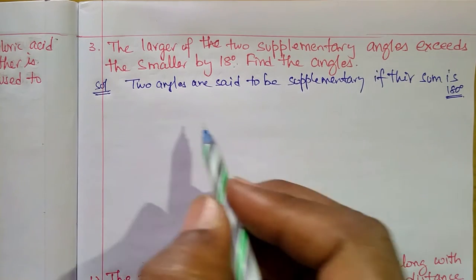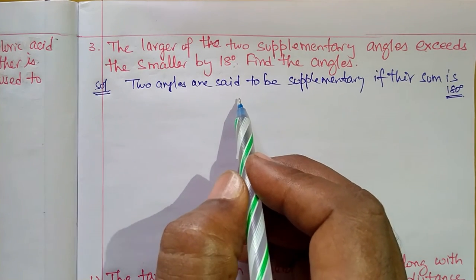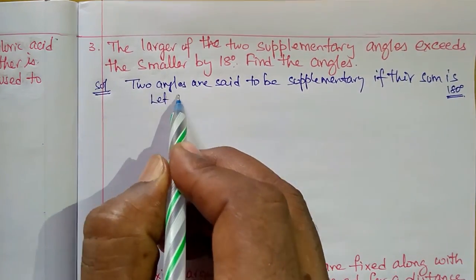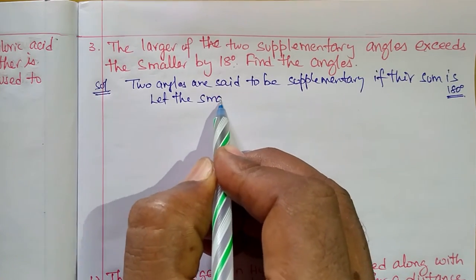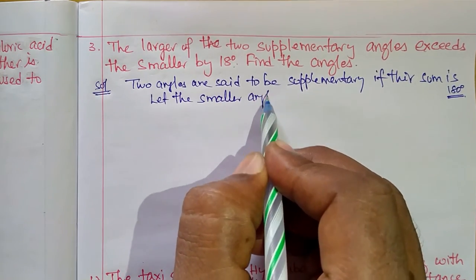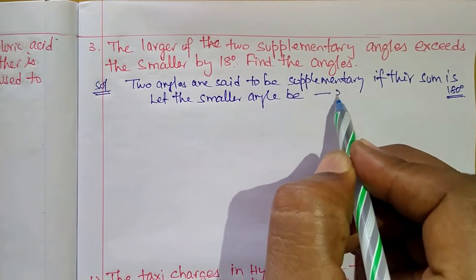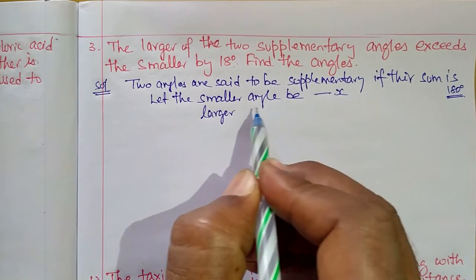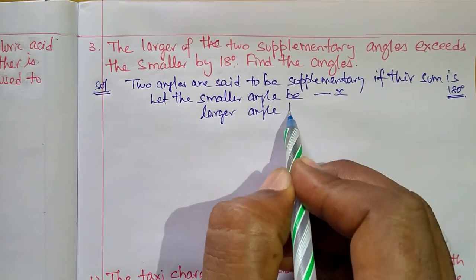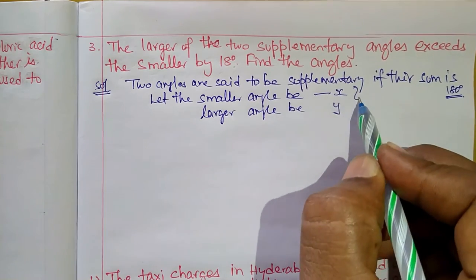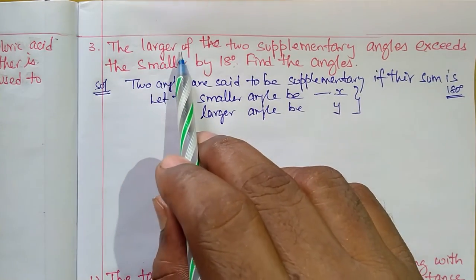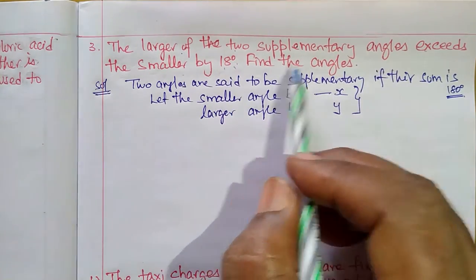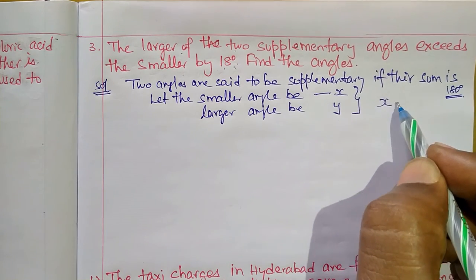What are the two angles? We don't know, isn't it? Let one angle be X, and the other angle be Y. So let the smaller angle be X and the larger or greater angle be Y. Therefore, according to the given condition, the larger of the two supplementary angles exceeds the smaller angle by 18 degrees. Find the angles.